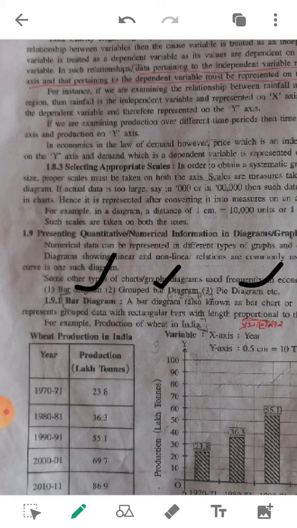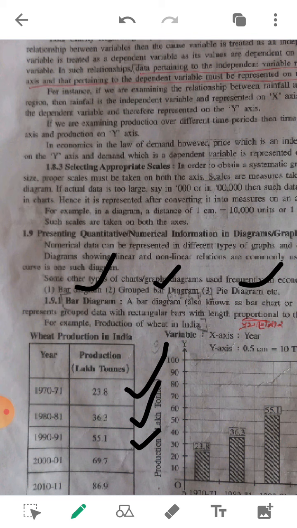A bar diagram, also known as a bar chart or bar graph, is a diagram which represents grouped data with rectangular bars with length proportional to the values which they represent. For example, production of wheat in India. So you can see in the table that in 71 it was 23.8 lakh tons. After a decade, 80-81, 36.3 lakh tons. After a decade, 1991, it was 55.1 lakh tons.